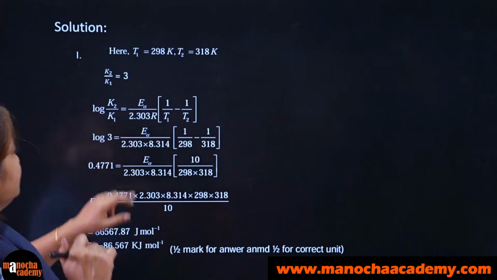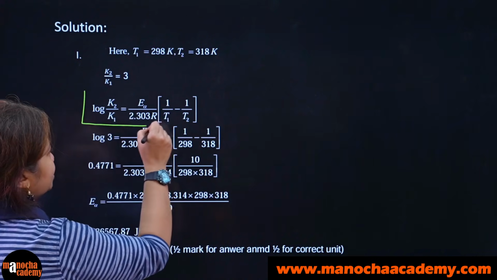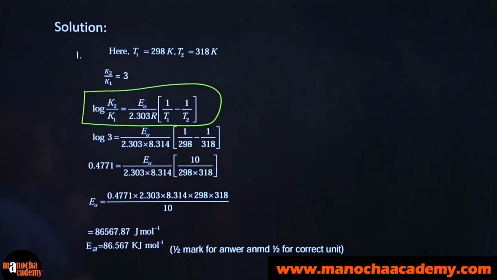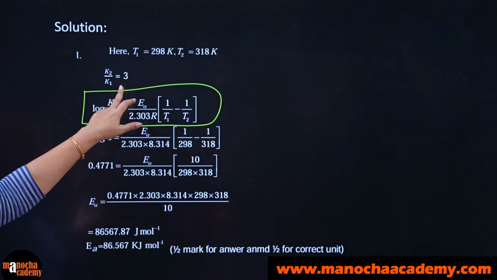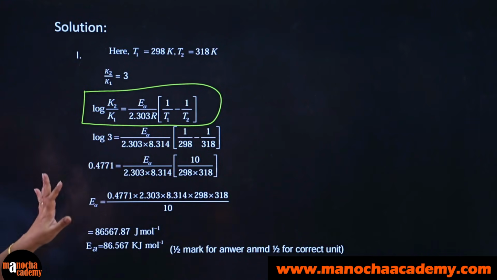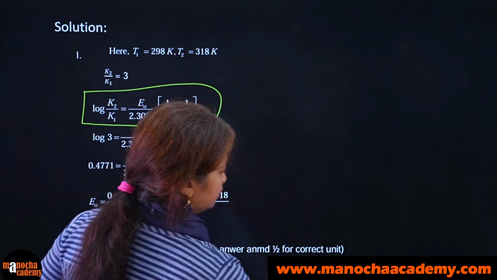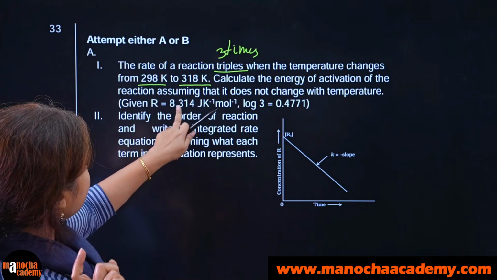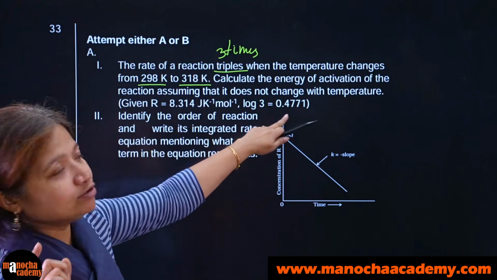Yes, this is the formula. Always write the formula, because half marks are allotted for it. Since the reaction rate triples, we know K2 by K1 is 3, so you write log 3 there. Let me check the question. What is given? R is 8.314, and the log 3 value is also given.